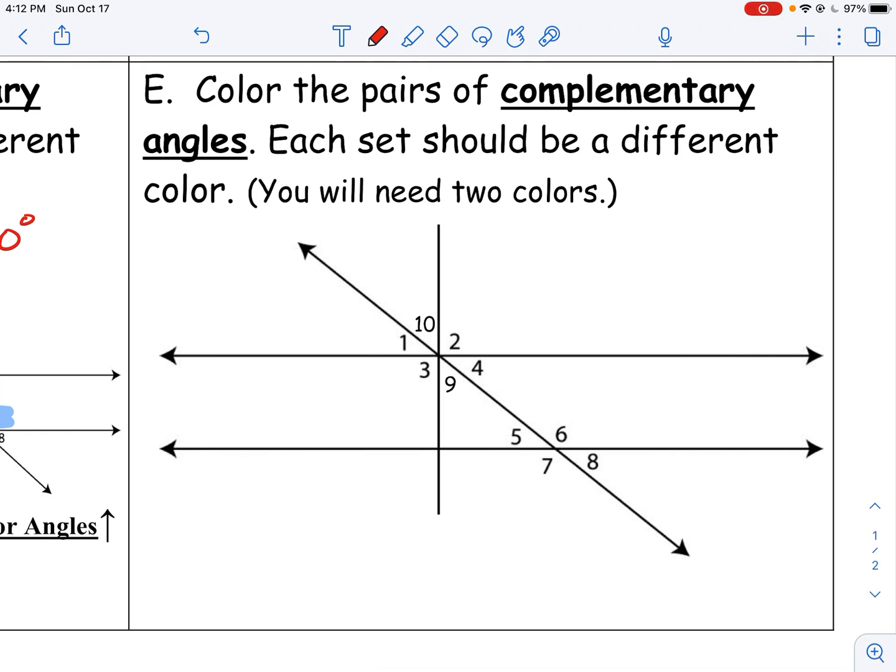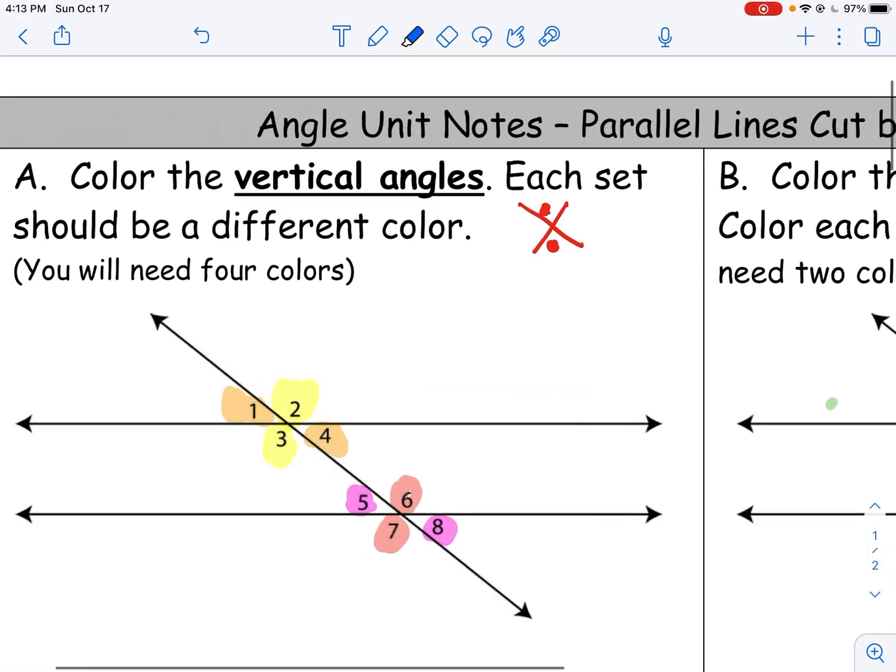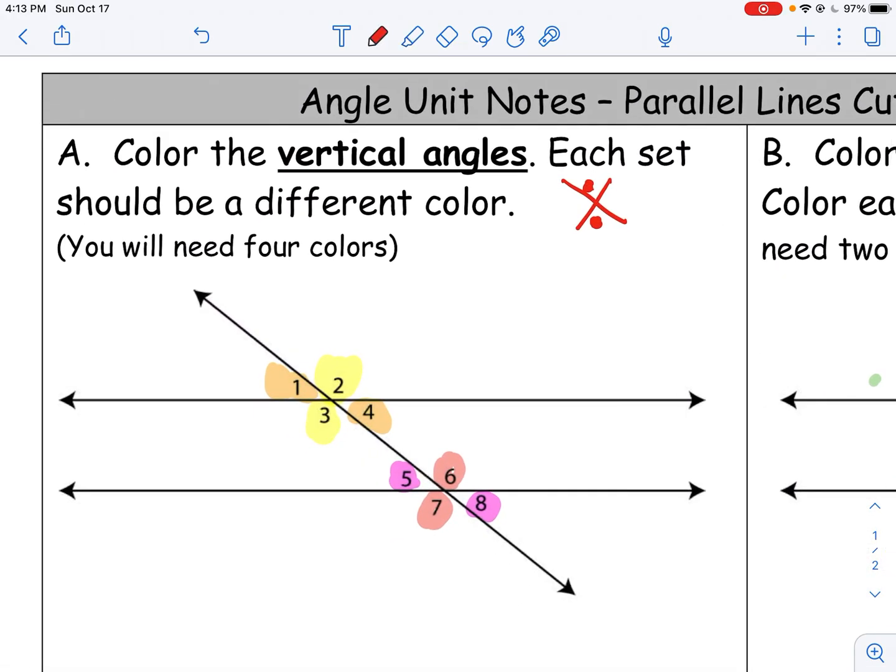This is complementary. Complementary means that if I have two angles, that they equal 90 degrees. So these two angles right here are complementary angles because added together they get 90 degrees. These two right here added together would get 90 degrees. And that is it. But we want to go back up and talk about something before we go on.